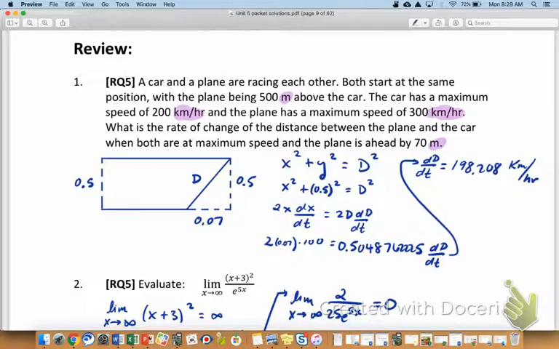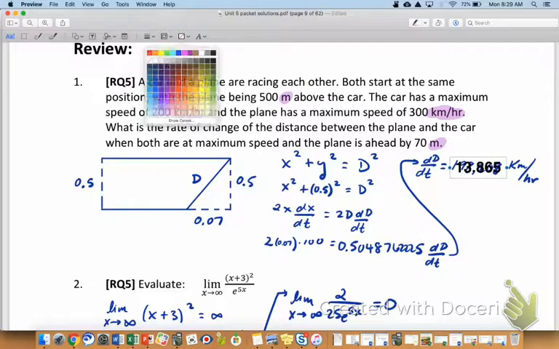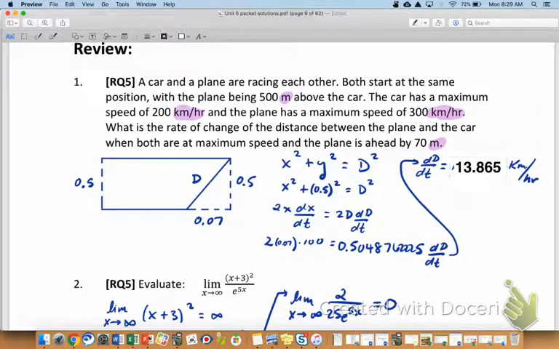Clearly the calculus is fine. I'm not exactly sure where the 198 came from. That's easily fixable. So why don't I just do this for now? We'll just say 13.865. Okay, so how about now? We good? Questions? Okay. Where do you get the 100 from?